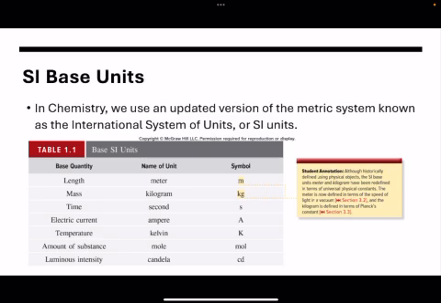So one of the important things is to know your SI base units. And the SI system, or the International System of Units, is an updated version of the metric system. In science, we always record our measurements in the metric system. This is because there are only a few countries left in the whole world that still use the imperial system, and we are the largest of those countries. The other two are like Liberia and Myanmar, I believe.